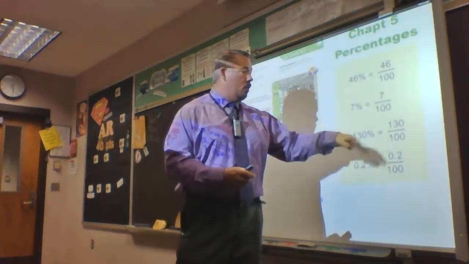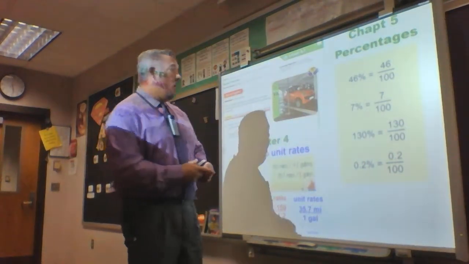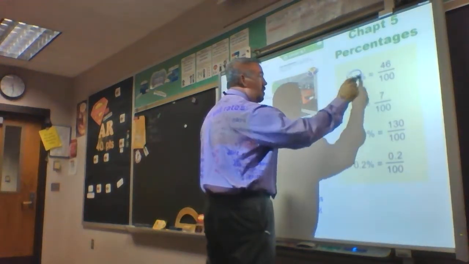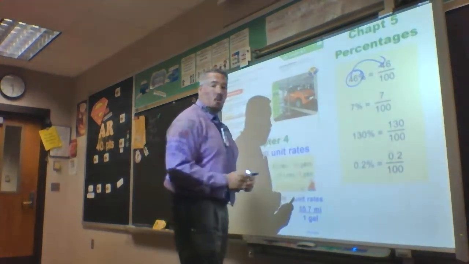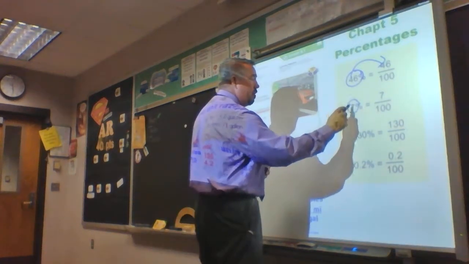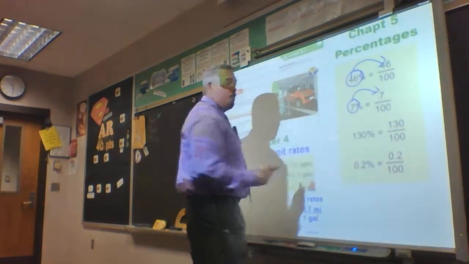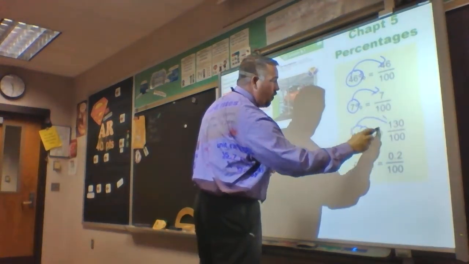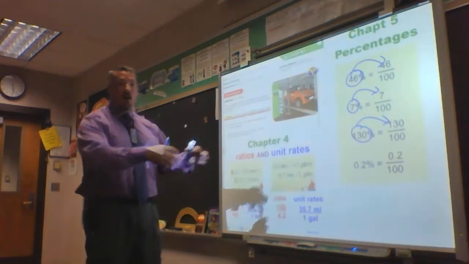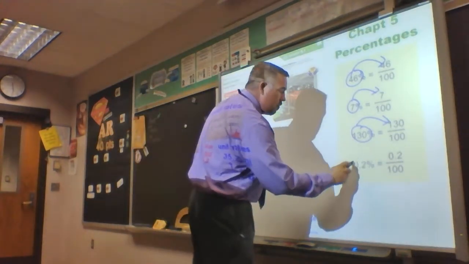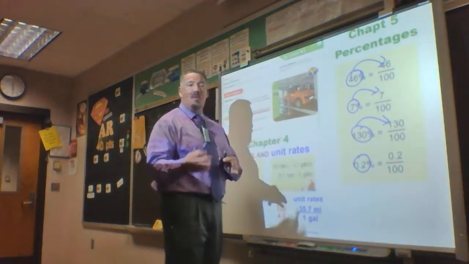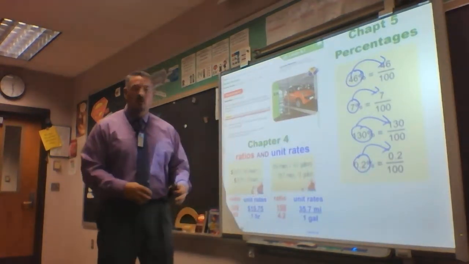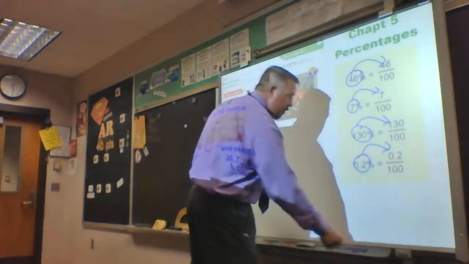So when I talk about percentages then, I'm talking about taking whatever the percentage is and putting it over 100. All I do is I keep the numbers themselves. So I have 46, and I put it over 100. I have the 7 from the 7%. I put it over 100. 130 over 100. That's my improper fraction. 0.2 or 0.2% over 100. There's my decimal.